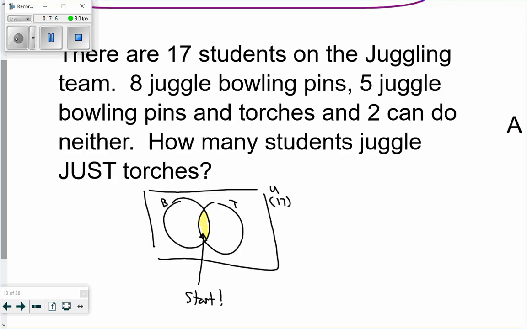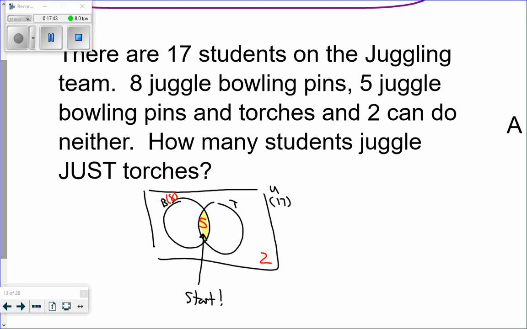Okay, let's see how you did. There are 17 kids in class, so that's the universal set. 8 juggled bowling pins, so I'm going to put an 8 just right by that circle. And 5 do bowling pins and torches, so the 5 goes in the intersect. And 2 can do neither, so we know that 2 goes there.